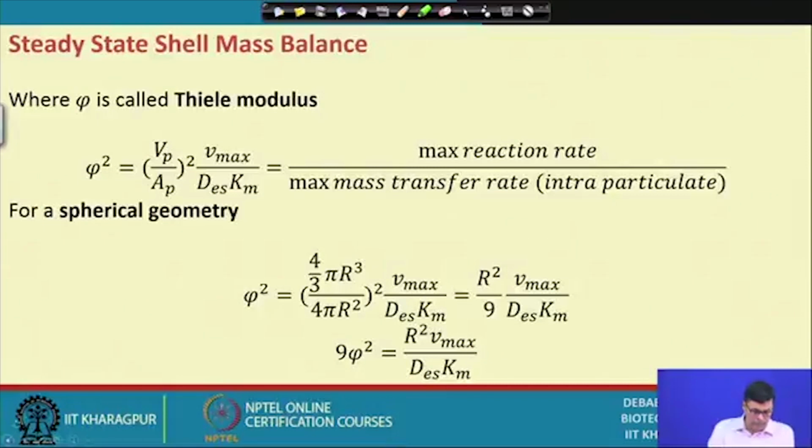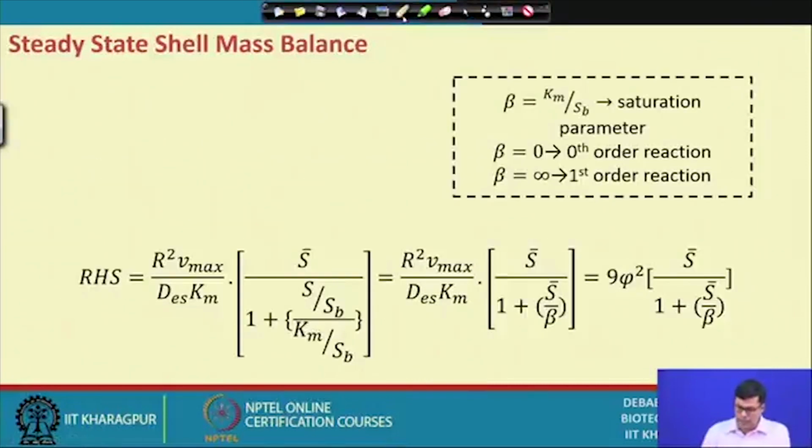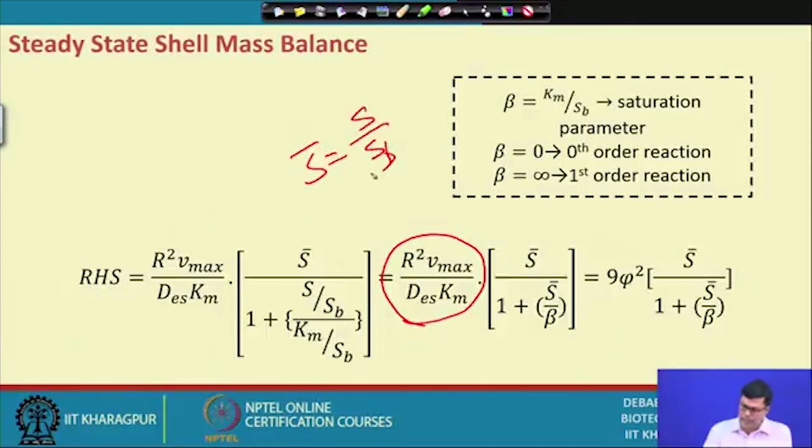And what is this form? If you look at, this is constant, what we have written before. Now this is equal to S bar. I told you S bar equal to what? S by SB. Am I right? And beta equal to what? Km by SB. So we can write in this form.